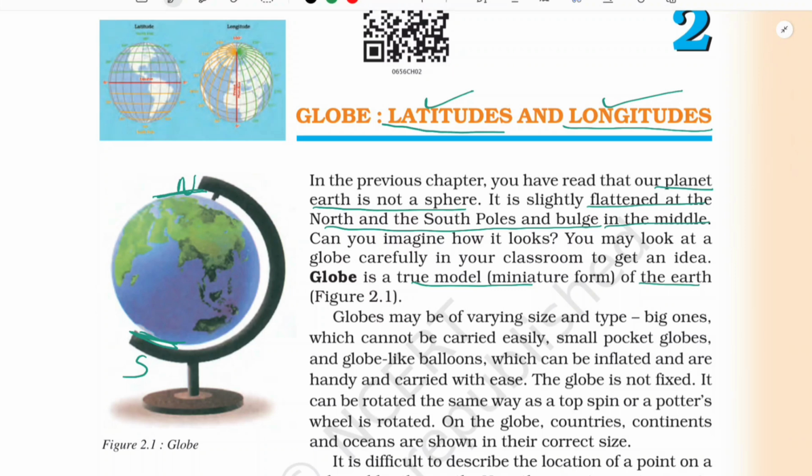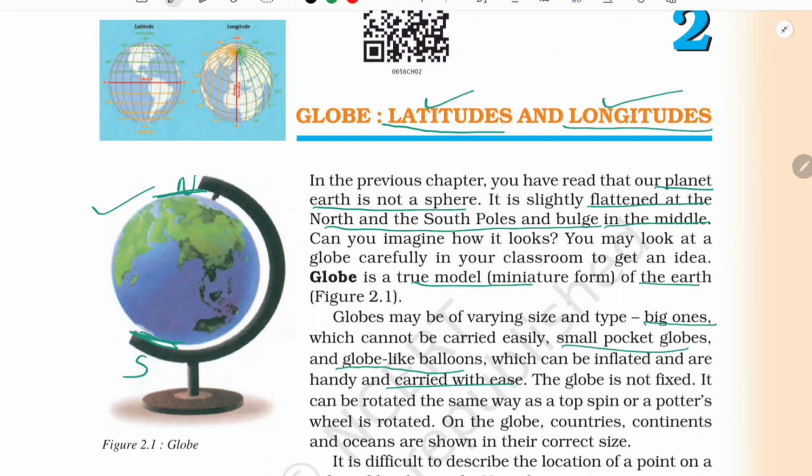So here, you will be seeing globes. These globes will be of many types, shapes and sizes are different, because you might be seeing very big globes also in some museums. And in your classrooms, in your schools, you'll be seeing a small globe as shown here in this picture, or some pocket globes are also there. And interestingly, some globes like balloons are also there, where globe prints are printed on the balloon. You inflate it, and after you don't need it, you can carry it very easily, it is very handy.